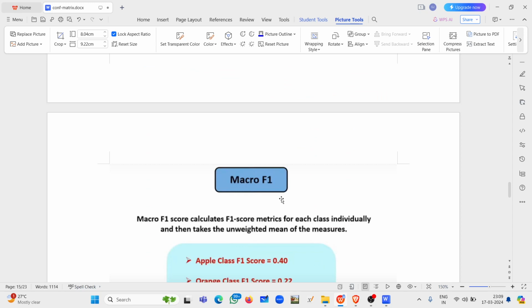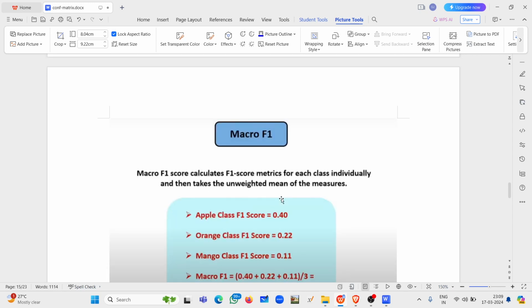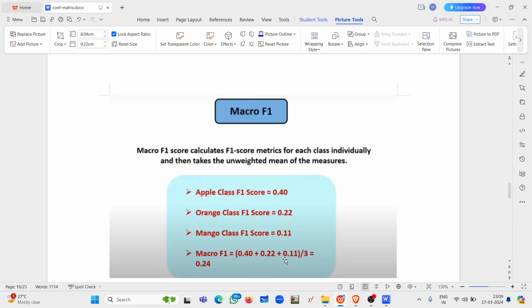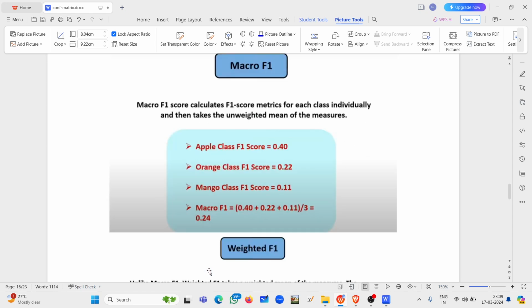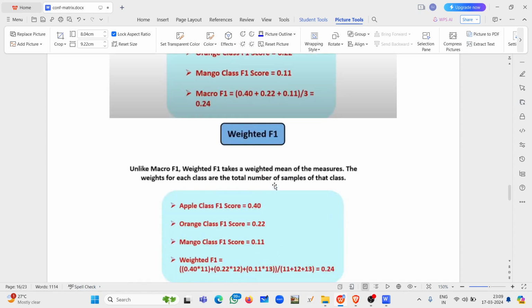First we find the F1 score for all the classes. Say the F1 score for apple is 0.4, for orange it is 0.22, and for mango it is 0.11. Then what is the total macro F1? We take the average of the three. That means 0.4 plus 0.22 plus 0.11, divided by 3, which comes to 0.24. Okay. So this is the macro F1 score.